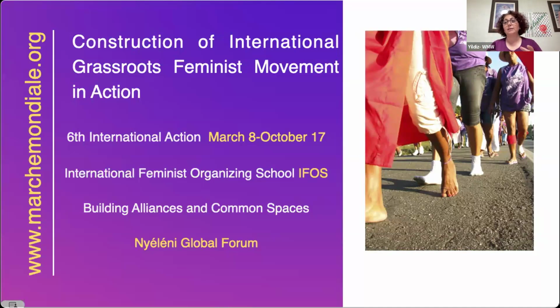So it started in the year 2000, and next year in 2025, we are going to organize 6 global actions. And always it starts on March 8 until October 17. Because March 8 is an important date for feminism, a historical day, and October 17 is the day to eliminate poverty. So the idea behind this action is to connect our feminist struggle with a struggle against poverty.